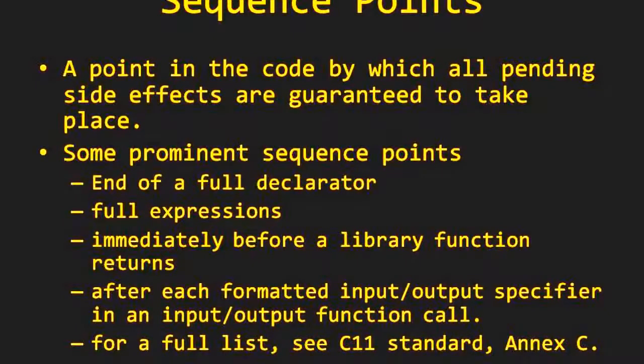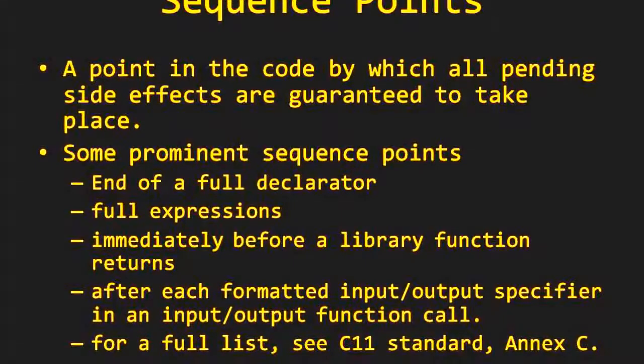It does not say that exactly at the end of the sequence point you will update all side effects. Compilers are free to do what they want. All it says is that by the time you meet the next sequence point, pending side effects should have taken place, in whatever order. This is slightly technical. For a full list, of course, you have to refer to the C standard, which is not really recommended, but if you want to understand it, you can look at the standard.